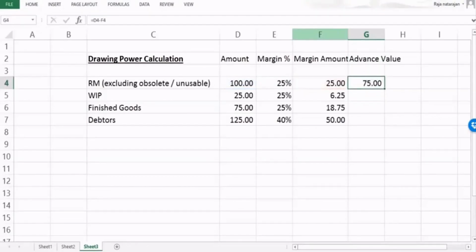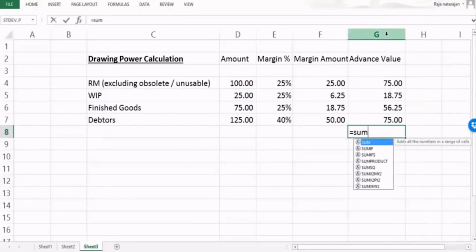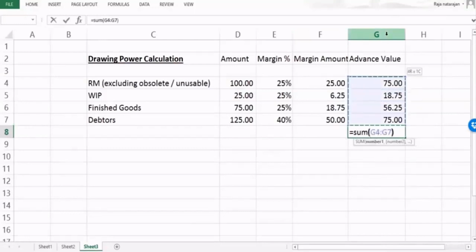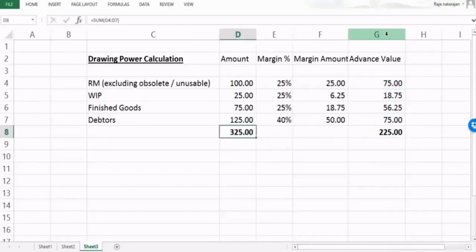So bank would be ready to fund 75 against raw material, because 100 minus margin of 25. Then with regard to work in progress, they would be interested in lending 18.75. That's nothing but 25 minus 6.25. Against finished goods, it's going to be 56.25. Against debtors, it's going to be 75. So let's total this. It's going to be sum of all this, and total is 225. So this is what the bank is going to lend for the current assets of 325.